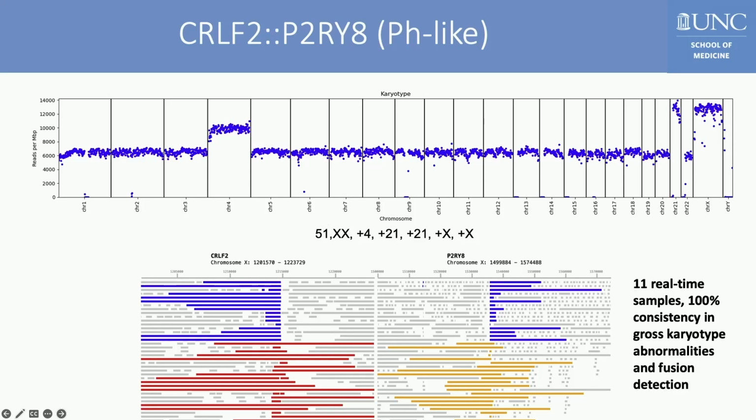So we've run about 11 of these real-time samples, and clinically it takes anywhere from about 4 days to a week and a half to determine classification. And so what we did is we would determine our classification, and then the clinic would get back to us and say, this is what we determined. And of those real-time samples, we saw 100% consistency in how we classified the sample and how clinicians classified the sample using things like FISH and karyotype analysis.